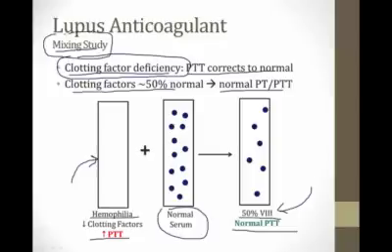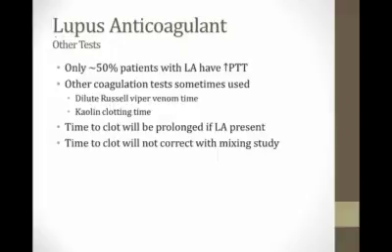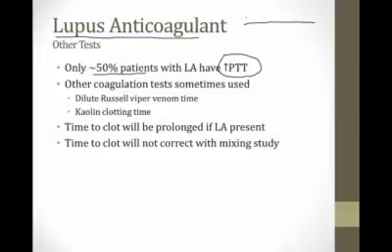from a mixing study. On the other hand, as we saw on the last slide, if the prolongation of the PTT is due to an inhibitor, it will not correct when you mix that patient's serum with normal serum. Now, as I told you before, the presence of the lupus anticoagulant is identified indirectly through testing of the clotting cascade. Unfortunately, only about 50% of patients with lupus anticoagulant have a prolonged PTT. So if you strongly suspect that they have a lupus anticoagulant, then sometimes other tests are used.